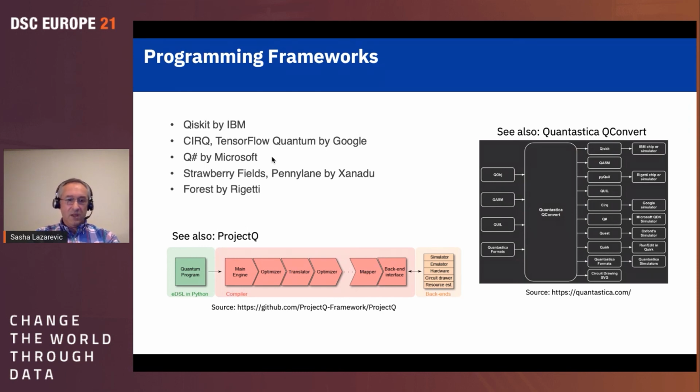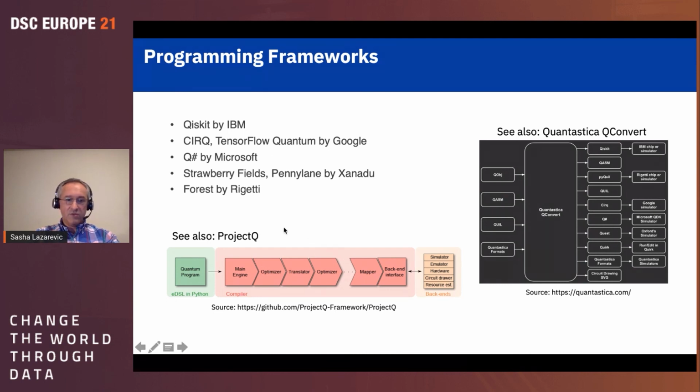And I mentioned Strawberry Fields. There is also PennyLane. PennyLane is another framework produced by the same company. This is specialized for machine learning, so it's something that can be used for artificial intelligence and machine learning.